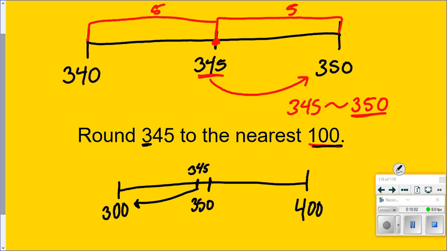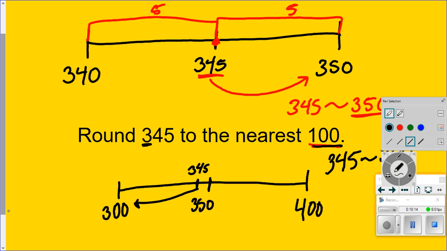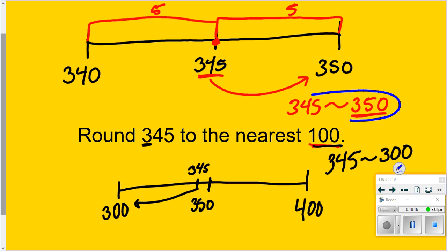That's closest. So wait, I have the same number, but I got different estimations. When I rounded 345 to the nearest 10, I got 350. But when I rounded to the nearest 100, I got 300. Why did I get different answers? I was just rounding. I did rounding for both. Why did I get different answers? Harper, what do you think?